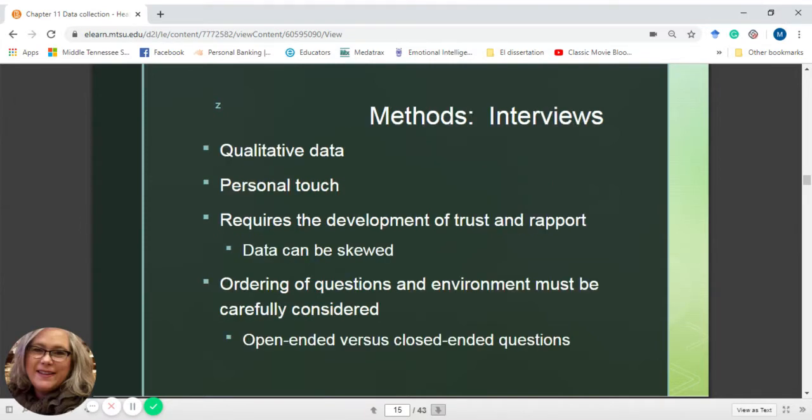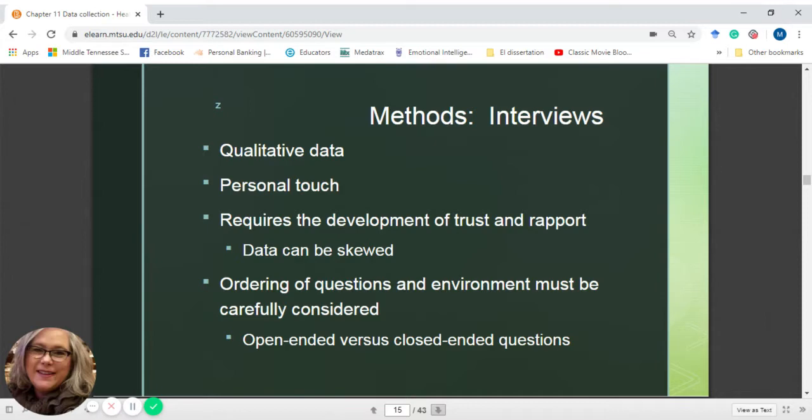Another type of data collection method is our interviews. We use our interviews mostly with qualitative data collection. We get a personal touch. We have to be able to put our biases aside, and we have to develop a trust with our interviewees so that they understand the intent of the interview, and we have to get our questions together. We ask open-ended, and we can ask closed-ended questions.